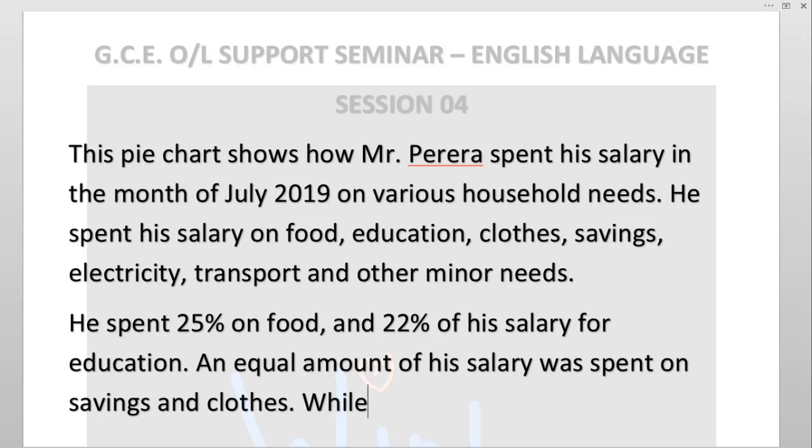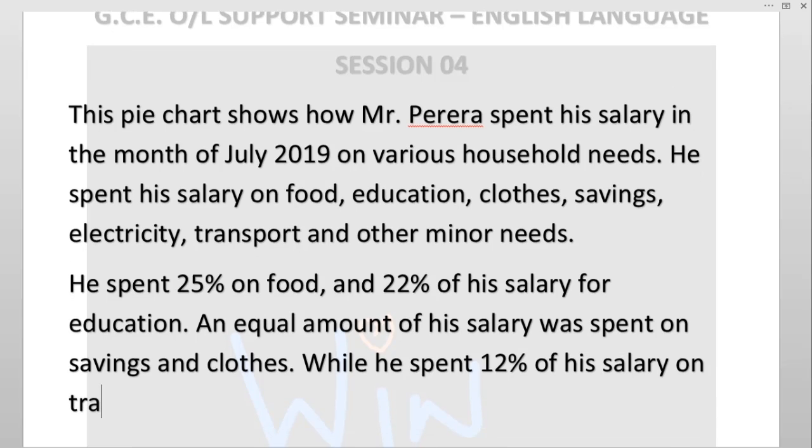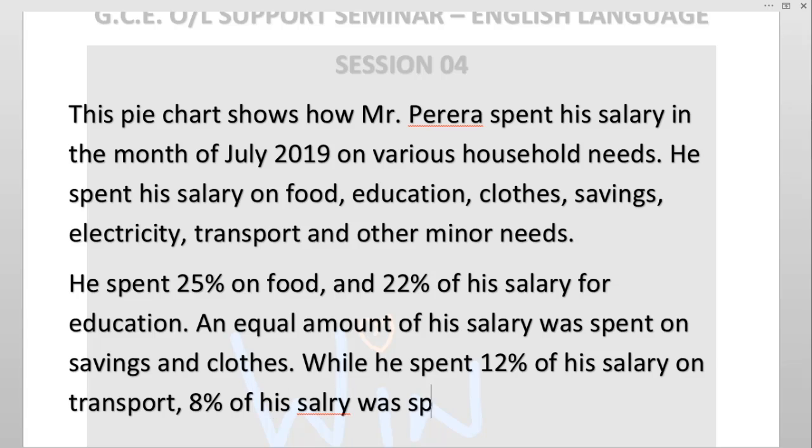I can say while he spent 12% of his salary on, what did he spend on? Transport. He, or we can say 8% of his salary was spent on what? Electricity.